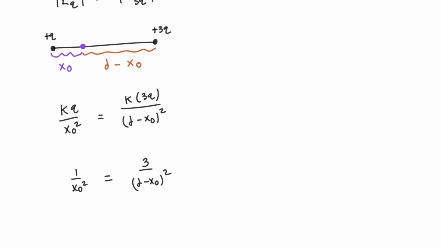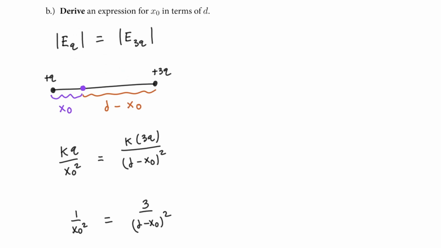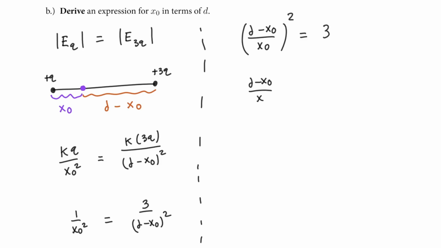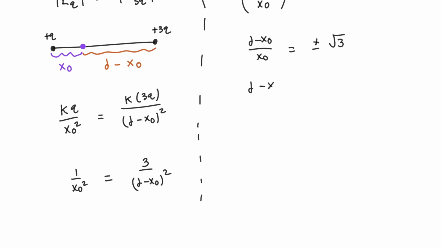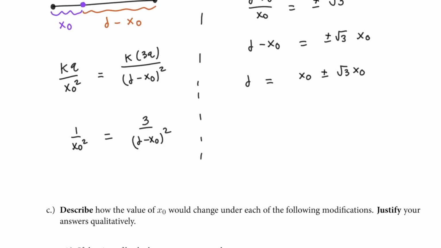So now I might push all of the squared terms to one side. So I might write d minus x0 over x0 all squared is equal to 3. So this means d minus x0 over x0 equals plus or minus square root 3. So d minus x0 equals plus or minus root 3 times x0. So d is equal to x0 plus or minus root 3 x0. So d is equal to x0 times the quantity 1 plus or minus square root 3.